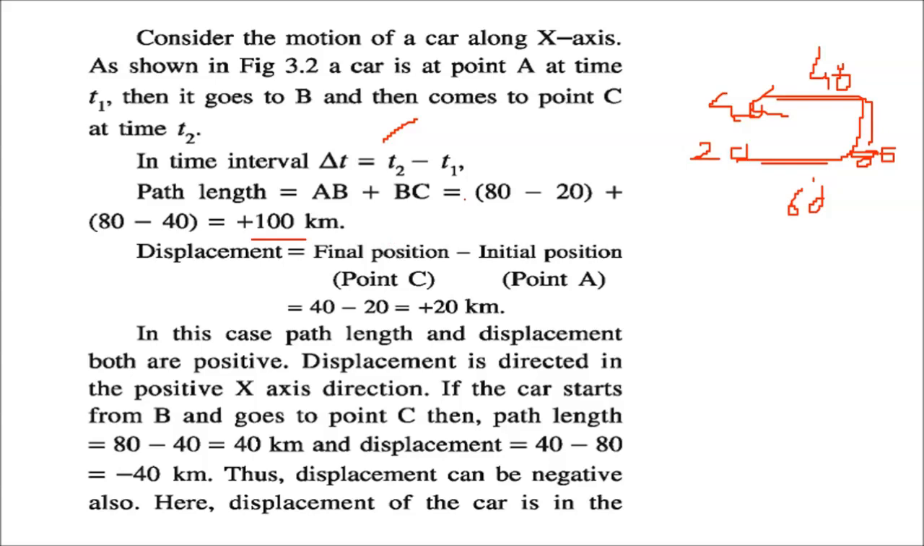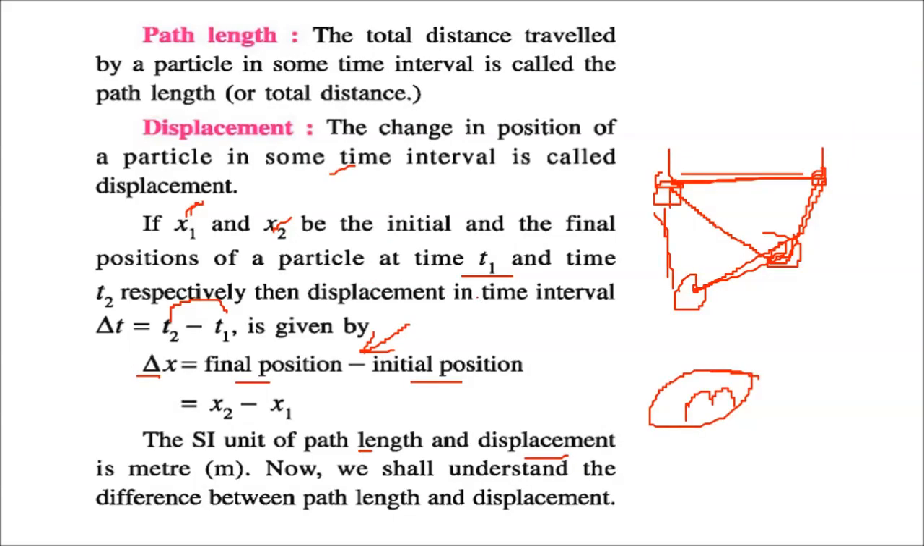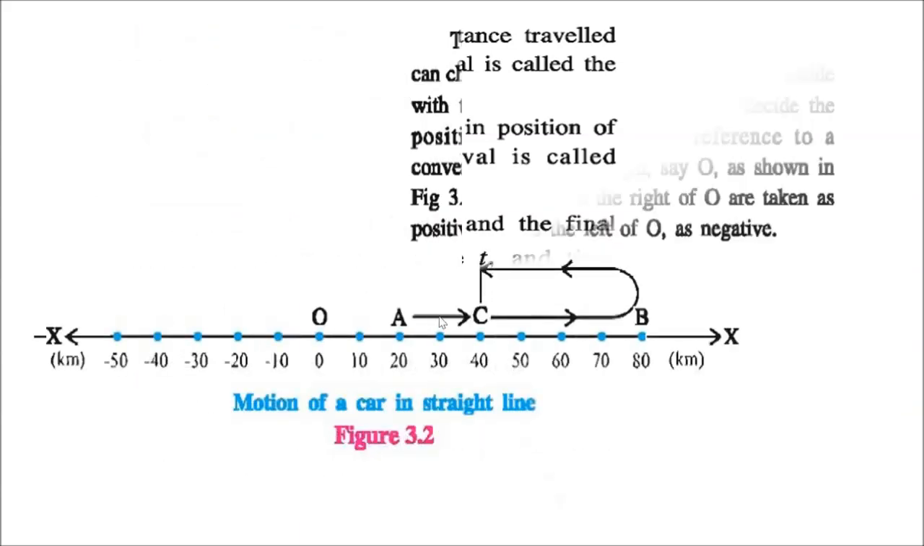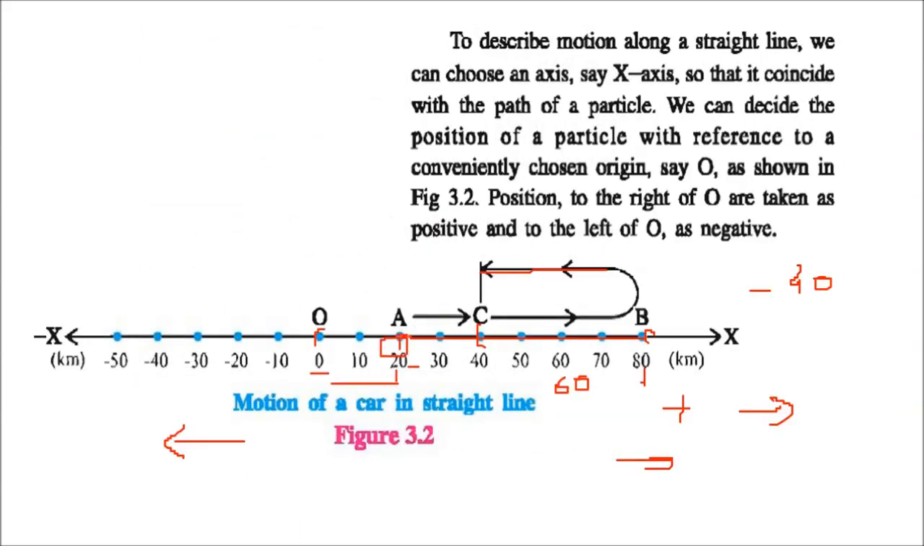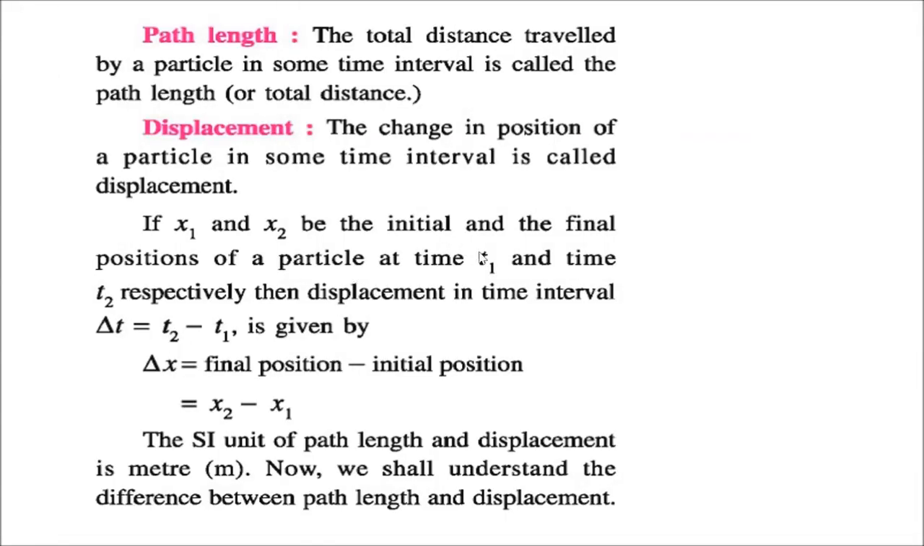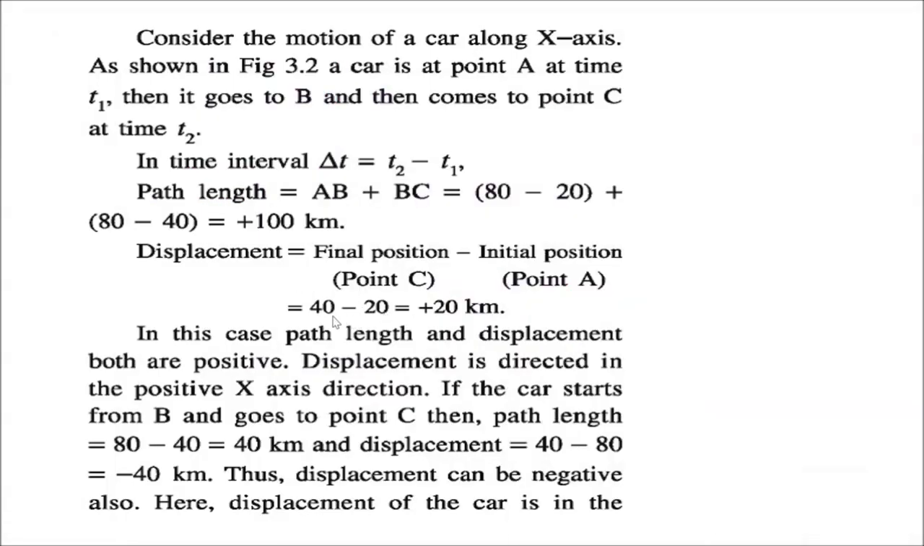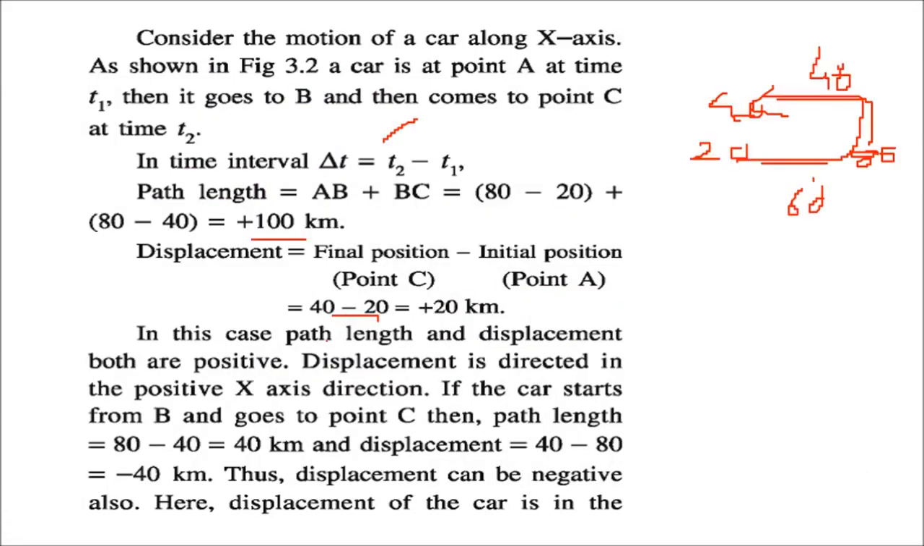But what is the displacement? I'll take you again to the diagram, because displacement has to be understood. It started from A and then came back to C. So ultimately from A it started, and after moving somewhere it came back to C. So this is the only path displacement. So 40 minus 20, that is 20 kilometer displacement. So I hope you have got the idea of distance and displacement.